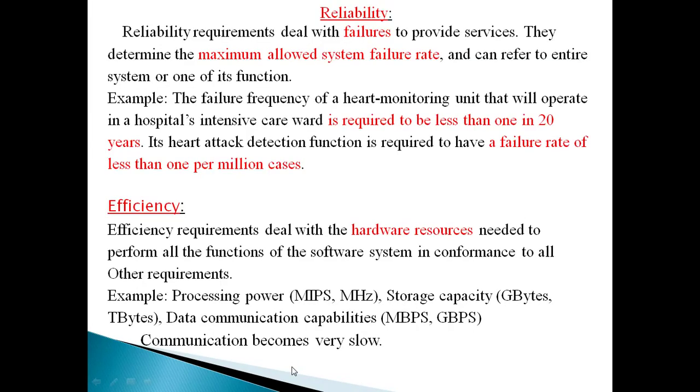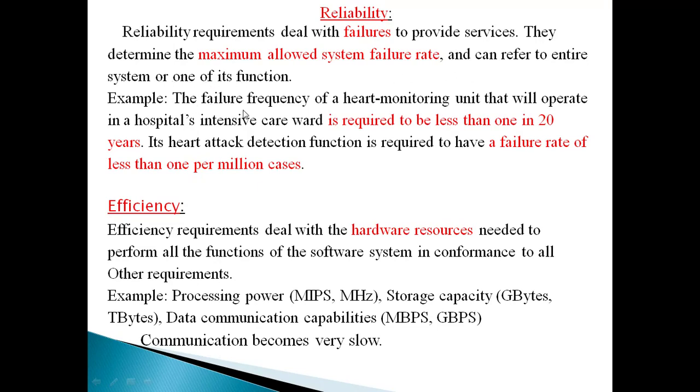Now reliability. It is the requirement dealing with failures to provide services, which determine the maximum allowed system failure rates. For example, you want to log in and you fail your login attempts; you get 3 attempts. So that is the maximum failure rate allowed, and it can refer to the entire system or one of its functions.